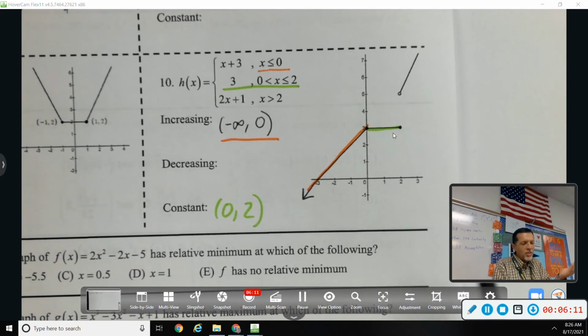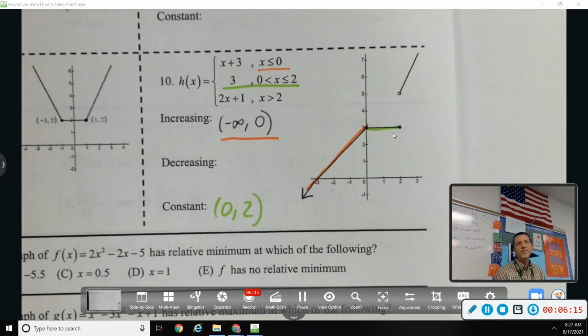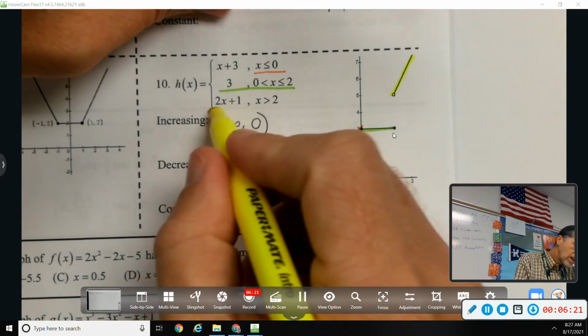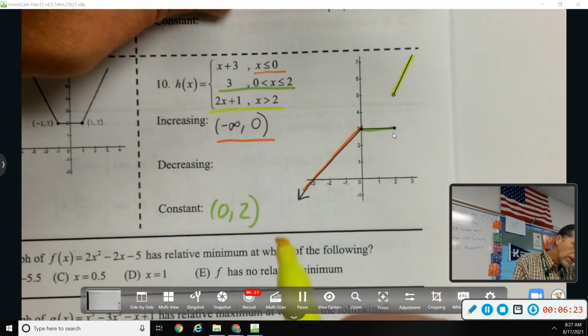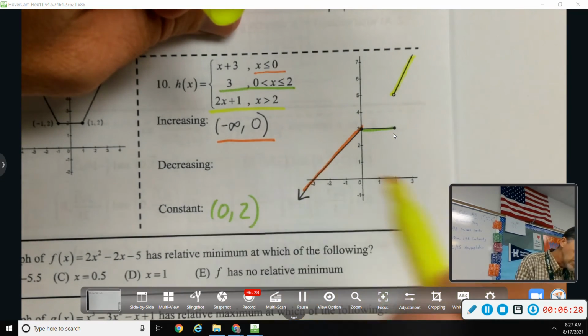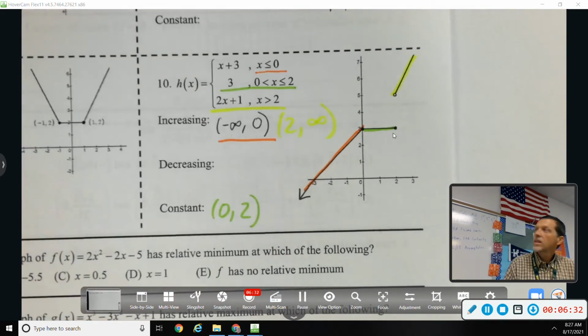It's changing at 2. But the basic rule is it's always going to be parentheses for increasing, decreasing, and constant intervals. And then lastly, wait a minute, yeah, we're increasing, not decreasing. So I can put from 2 to infinity.